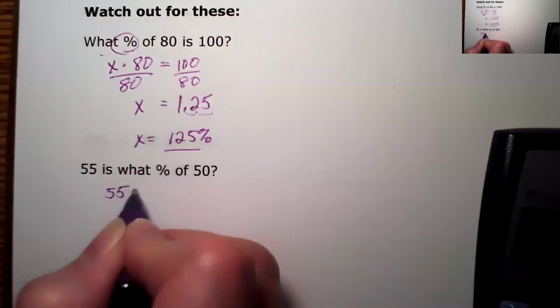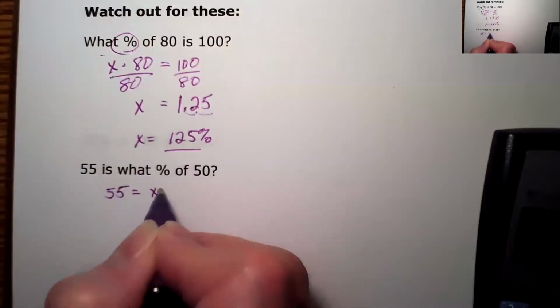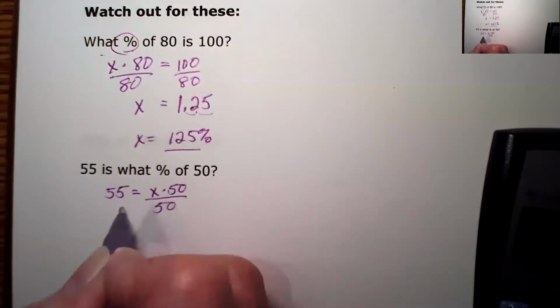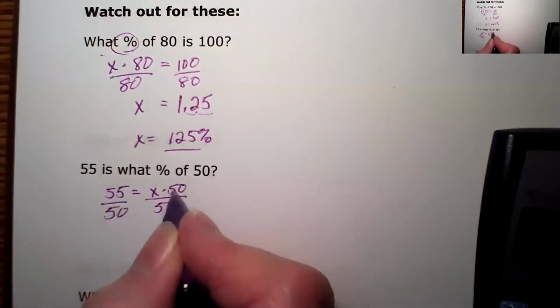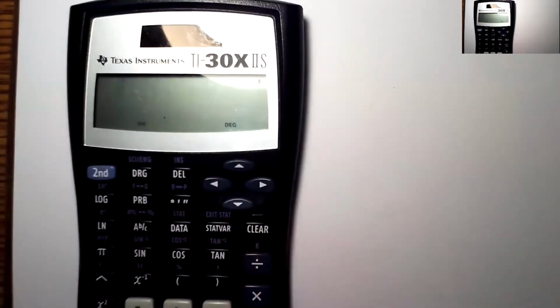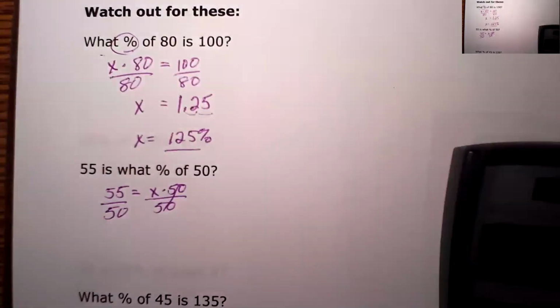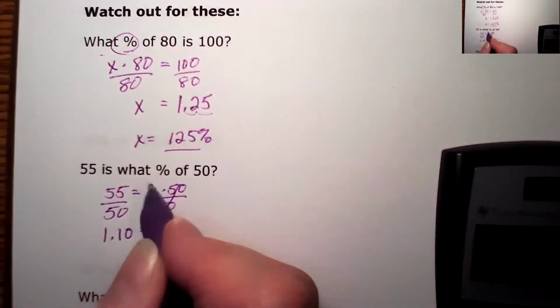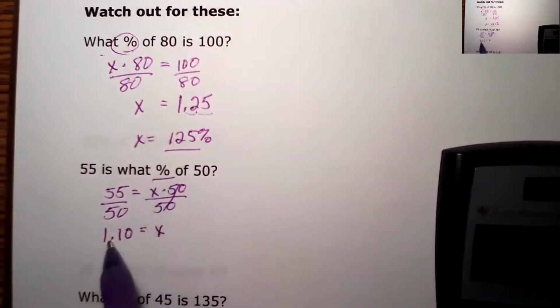55 is what percent of 50? So we're going to divide by 50. So I have 55 divided by 50 is 1.10. Again, I'm looking for a percent, so I need to multiply this times 100% to get the percent form. So it's 110% equals x.